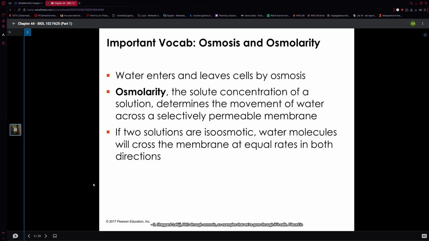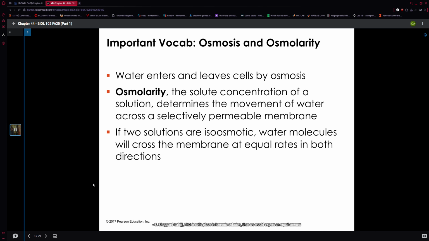So examples that we've gone through, if a cell is placed in a hypertonic solution, water will leave the cell and enter the surrounding environment, so it will decrease in size. If the cell is placed in a hypotonic solution, water will enter the cell and it will increase in size. Depending on the cell type, it's possible that the cell could lyse or burst.